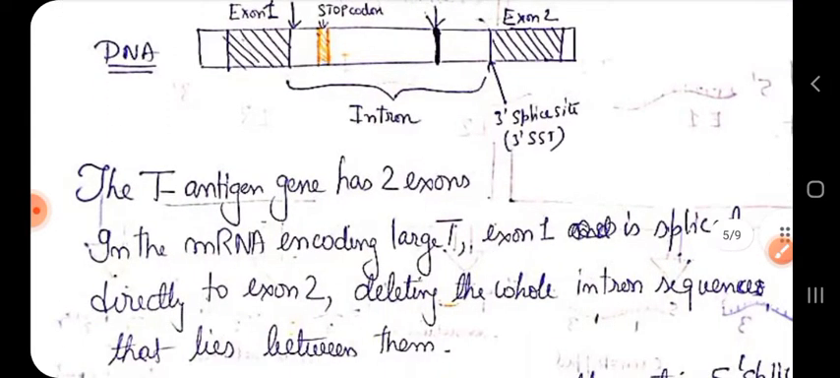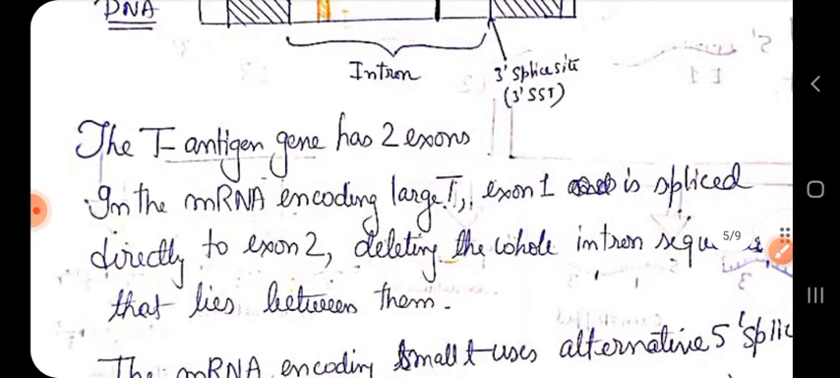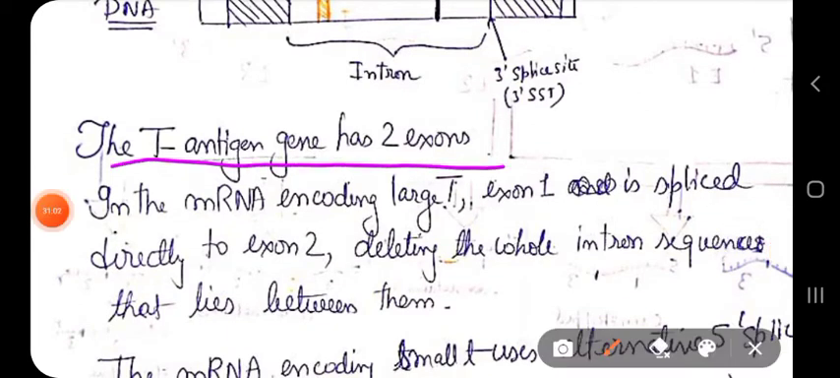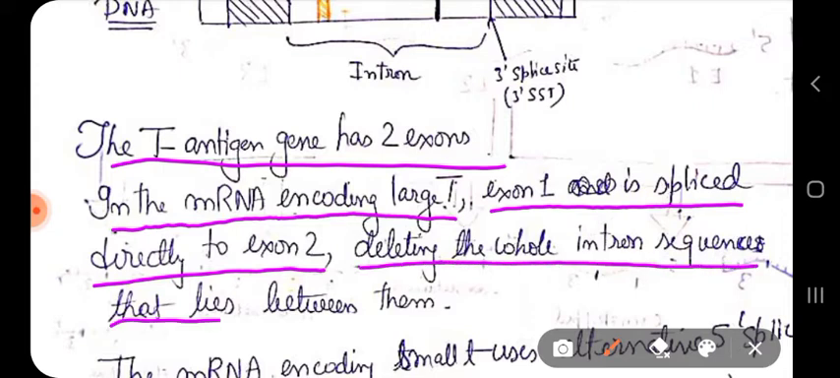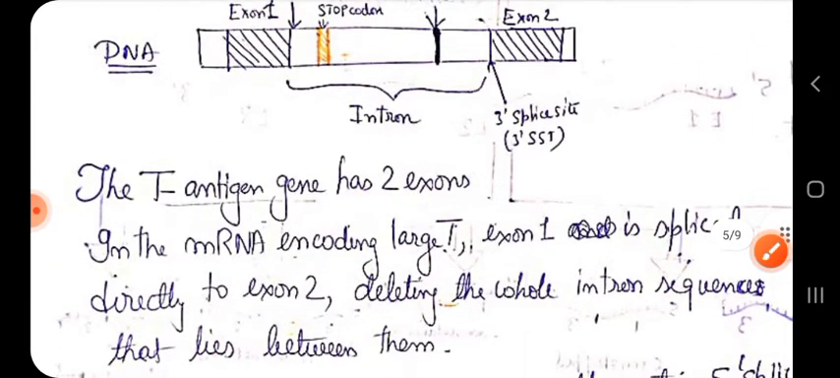It is saying that the T antigen has two exons. In the mRNA encoding large T antigen, exon 1 is spliced directly to exon 2, deleting the whole intron sequence that lies between them. So again I repeat, what happens in the large T antigen protein?